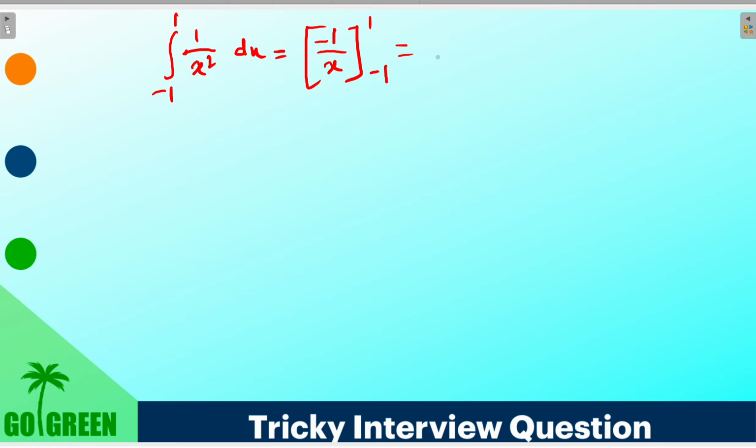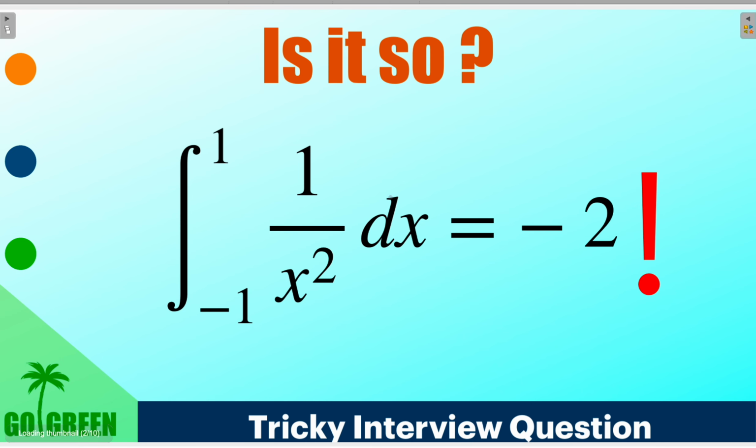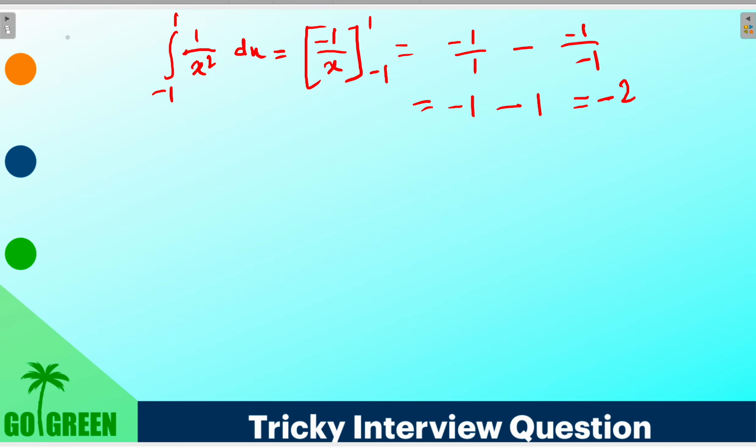So now if we carefully calculate this, this will give -1 by 1 minus -1 by -1. So -1 by 1 gives us -1, and secondly minus of, again this gives 1, so 1, and it indeed gives -2, right? So that was the problem. Okay, so it is -2. So then is this correct? The question is, is this correct?